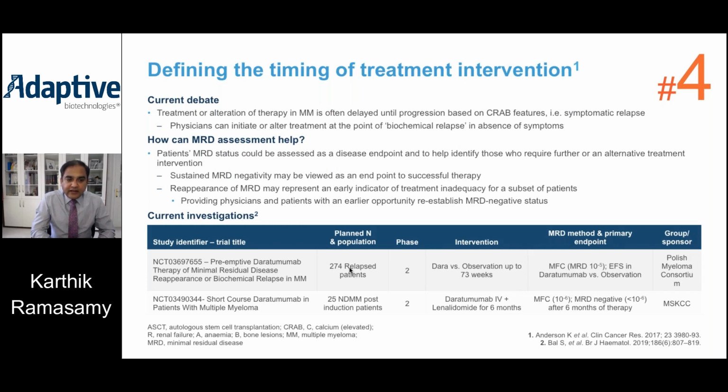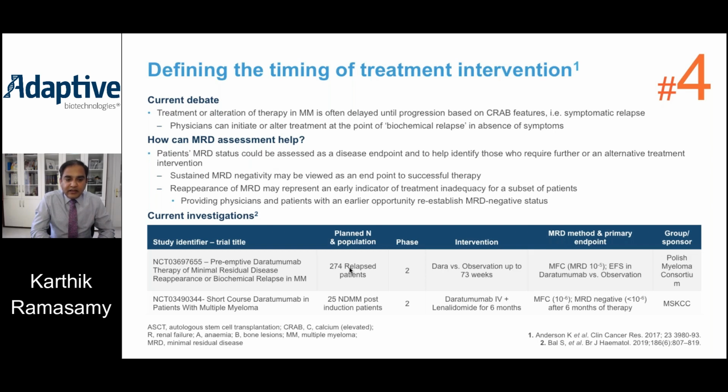And the last scenario that I want to discuss with you, where use of MRD could be looked at, is defining the timing of treatment intervention. There's one big dilemma at the moment, particularly in the relapse setting. Do you intervene with therapy early on for patients who are relapsing, such as a biochemical relapse, or do you wait until patients get symptomatic relapse? The debate is still out there, and there are no real trials addressing this. Retrospective studies have shown that those patients treated at biochemical relapse do benefit.